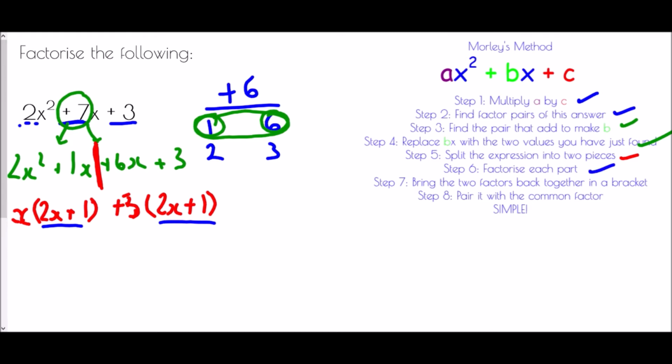That's step 6 complete. What it says then is step 7, bring the two factors back together in a bracket. And so in this case what that means is we take the factors at the front, we bring them back together as a single bracket. So that is x plus 3. And then pair it with the common factor. Well, the common factor is the 2x plus 1.